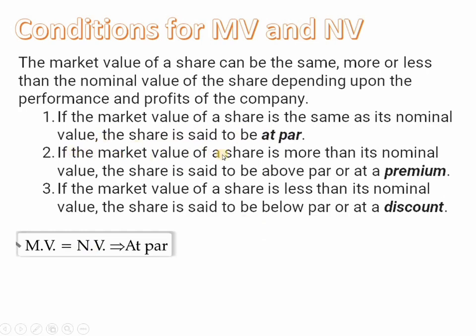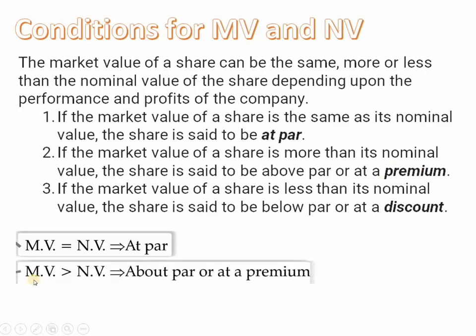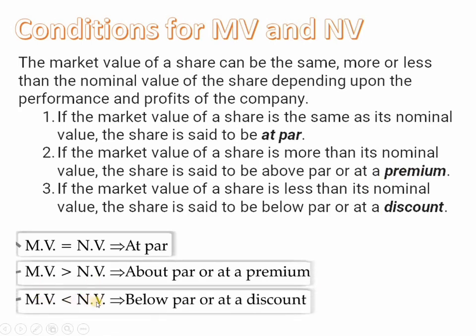Next, if the market value of a share is more than its nominal value, then the share is said to be above par or at a premium. We'll be making use of this word most of the time. So the share is said to be at a premium if market value is greater than nominal value. Now, if the market value is less than the nominal value, then we say that the share is at a discount, and the other word is below par. These are things you need to keep in mind. They may ask you questions in MCQ from this also. Be very careful. If you want to note down this part, you can note it down.